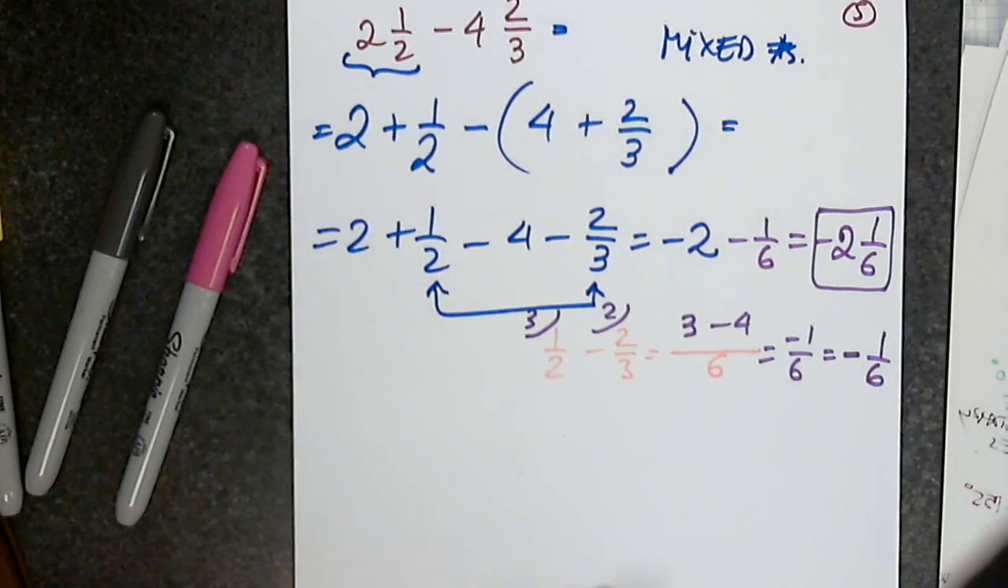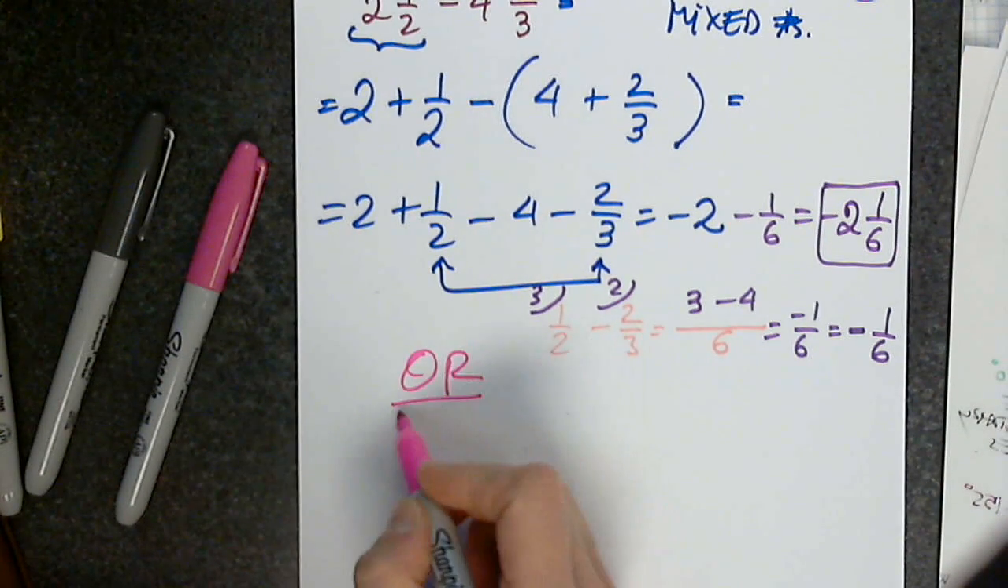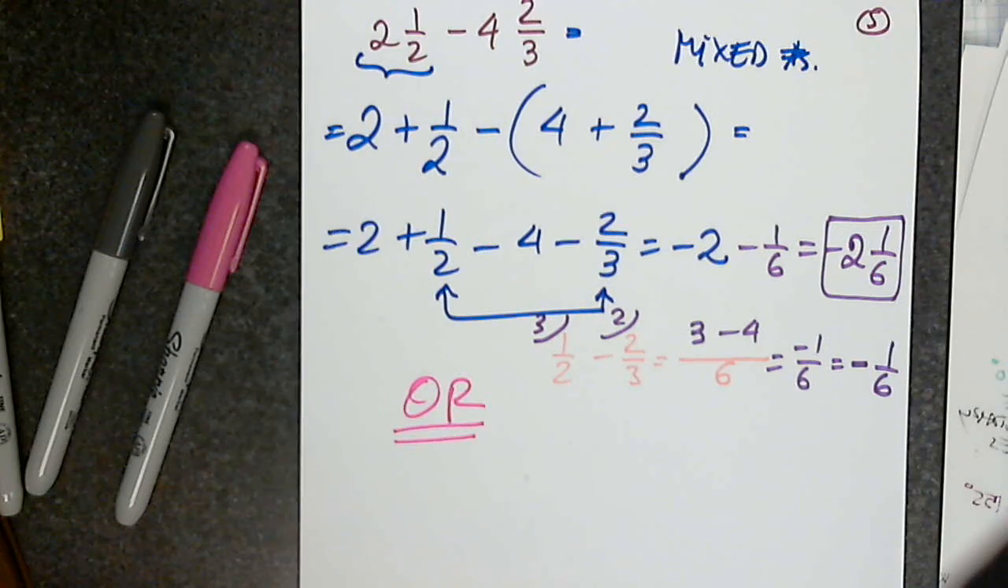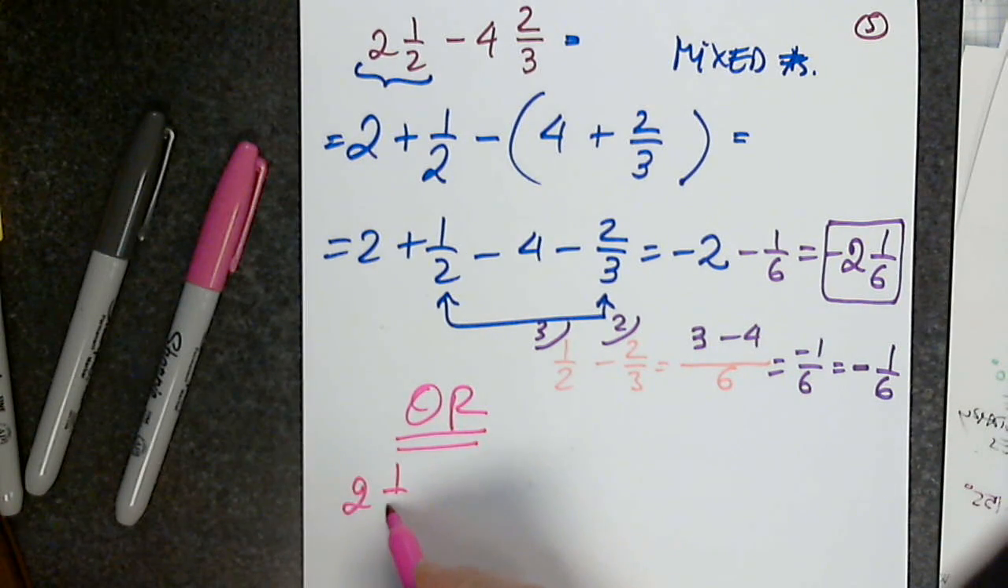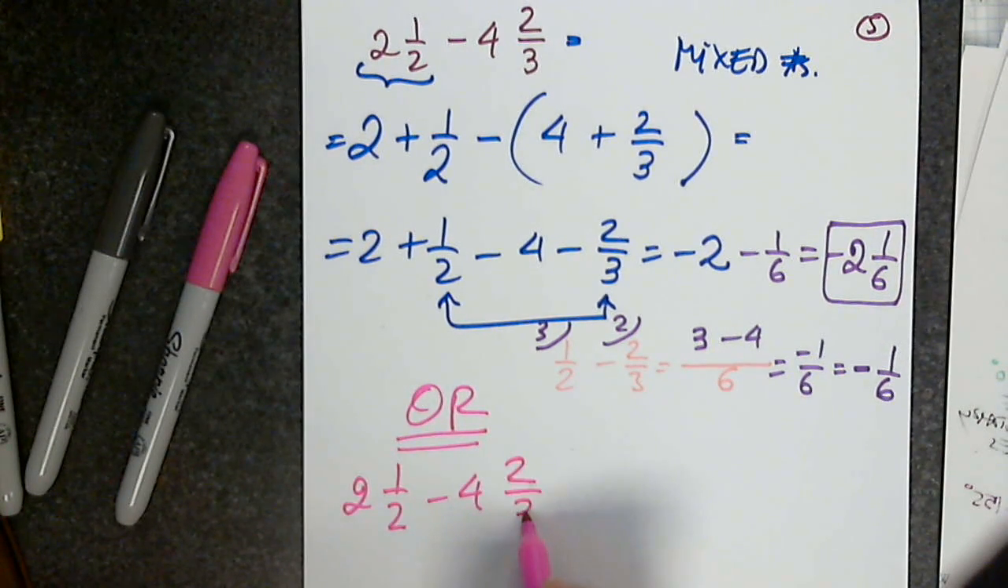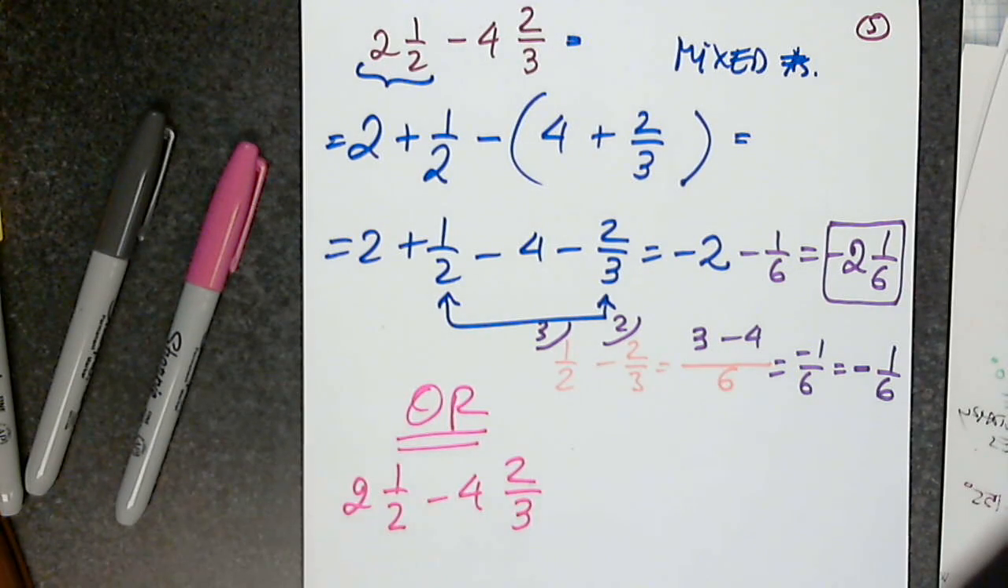So the second possibility, I'll say or, in dealing with mixed numbers would be 2 and 1/2 minus 4 and 2/3. I just copied the problem. Let me ask you if you have questions on the previous step, and then I'll show you the other method. Any questions on the previous step or previous method?